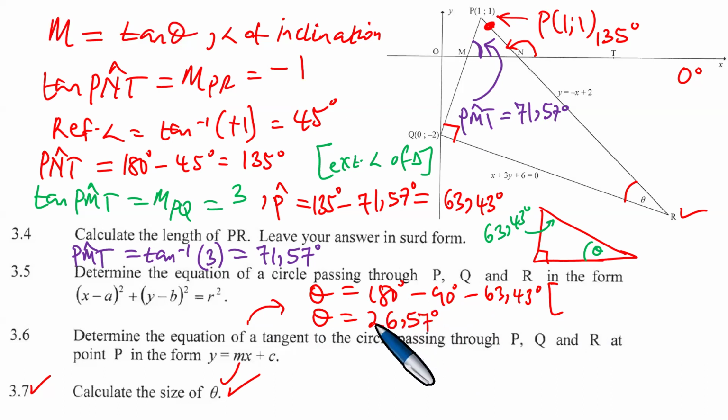And therefore, as a result, we are interested in giving the reason here. And this is the sum of angles in a triangle. So what is the angle theta? The angle theta is actually 26,57 degrees.